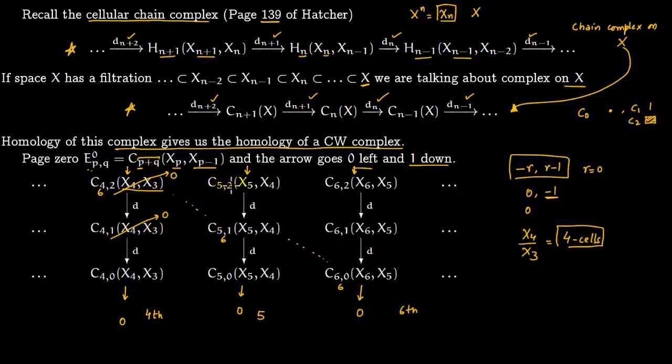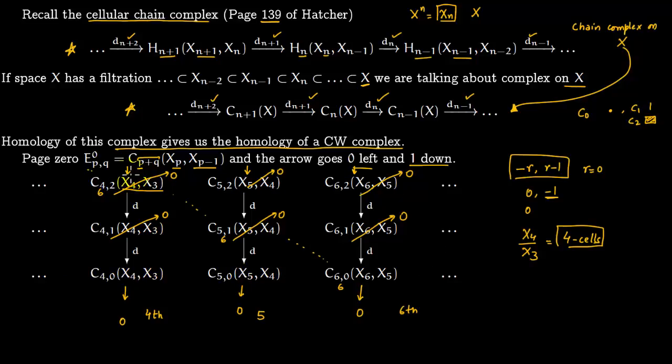So this is 5 plus 2, 7, and you just have 5 cells here, so this is 0. This is 6 cells here, but you have x5 here, x4 here, so this is 0. 6 plus 2, 8, you just have 6 here, 0. Similarly here 0. So only non-zero things remain in this 0th row. So the only non-zero complexes are in the 0th row. Everywhere else you have 0.